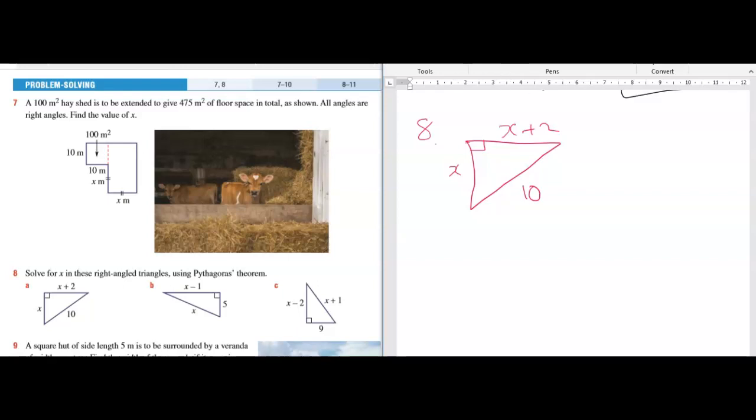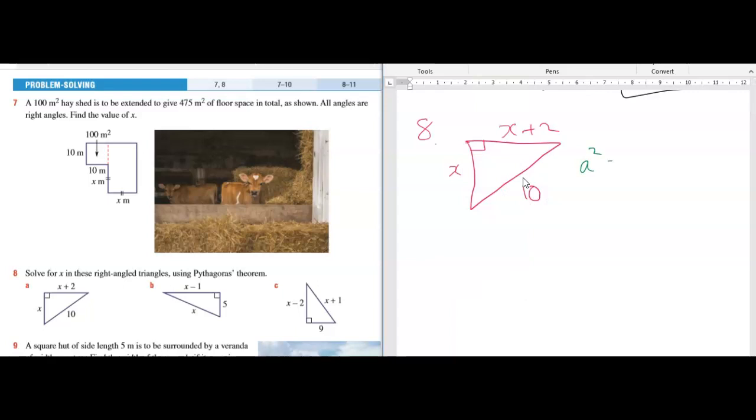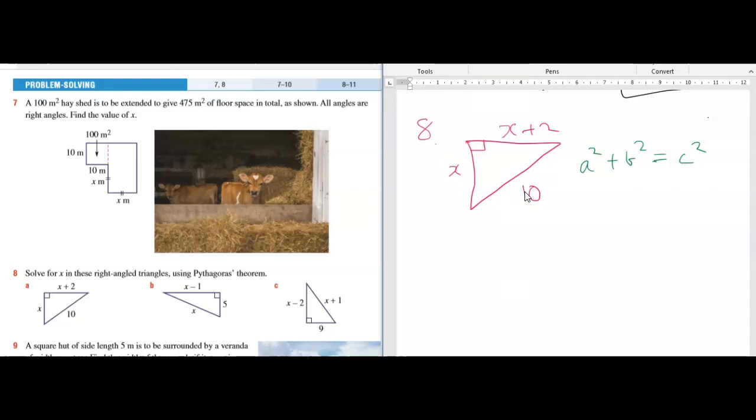All right, so Pythagoras' theorem, just because I like colors, let's write that in green. a squared plus b squared equals c squared. Awesome. Okay, so it doesn't matter what your a and your b are, but your c has to be your hypotenuse, the length opposite your right angle.